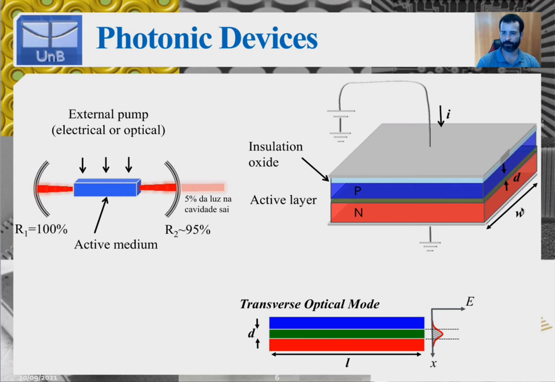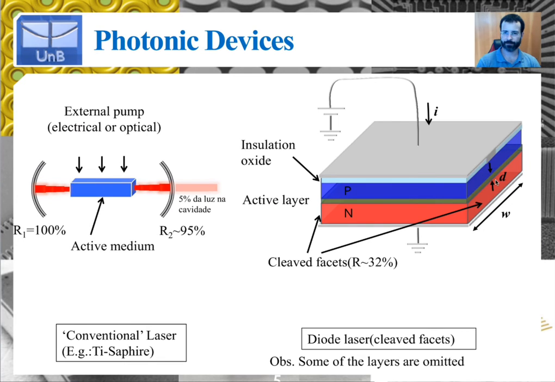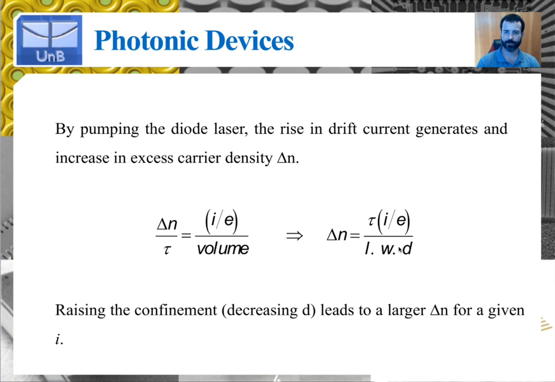The width is illustrated here, the lateral dimension, and the thickness, the D, is illustrated here as well. So these are just the dimensions of the cavity. Looking at this expression, raising the confinement, which can basically be done by decreasing the height of the cavity, the D dimension here, will lead to a larger excess carrier concentration automatically.